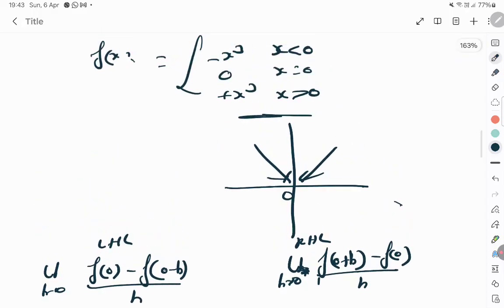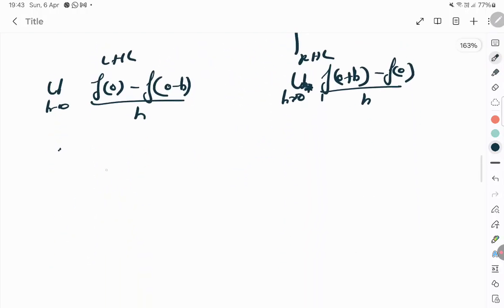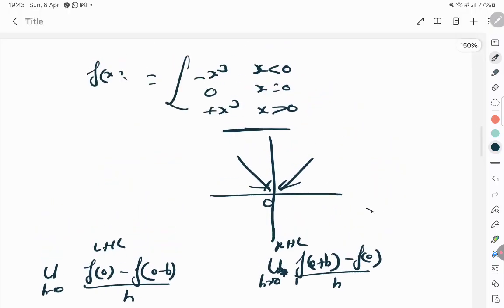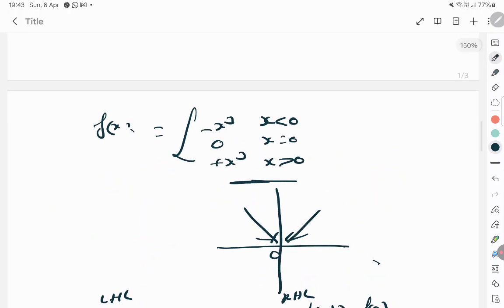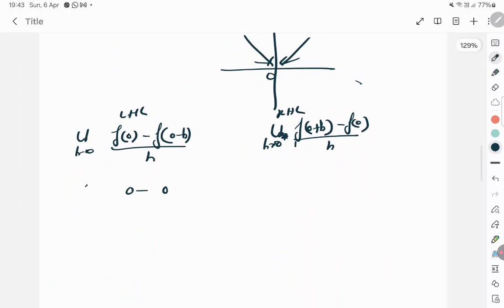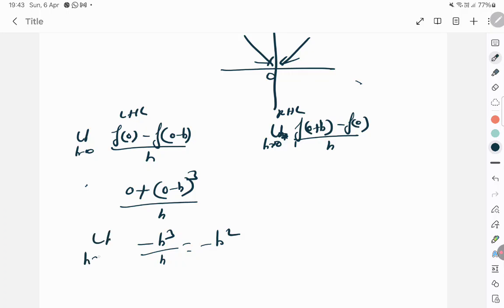What is f of 0? f of 0 is 0. What is f of 0 minus h? It is less than 0's formula, which is minus x cube. So it's 0 minus h, the minus h cube, which will make it plus... h cube itself is 0 minus h the whole cube by h, which is minus h cube by h, which is minus h square, limit h tends to 0, and therefore the answer is 0.